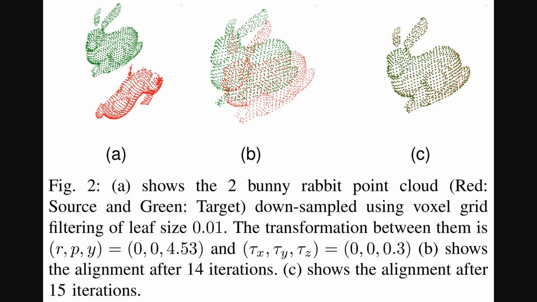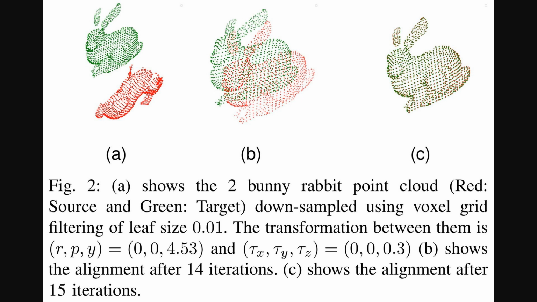Alright, so building on that idea of successful alignment we saw with different objects, Figure 2 here zooms in specifically on the Stanford bunny again, but what's new is that it shows us the alignment process unfolding over iterations, even with a significant initial misalignment. Panel A shows the initial red source and green target point clouds, quite far apart.